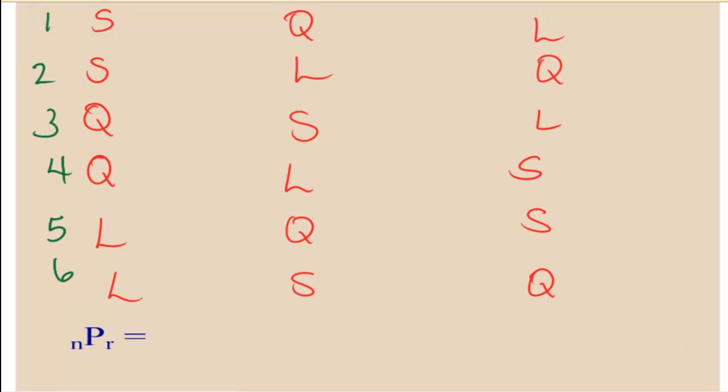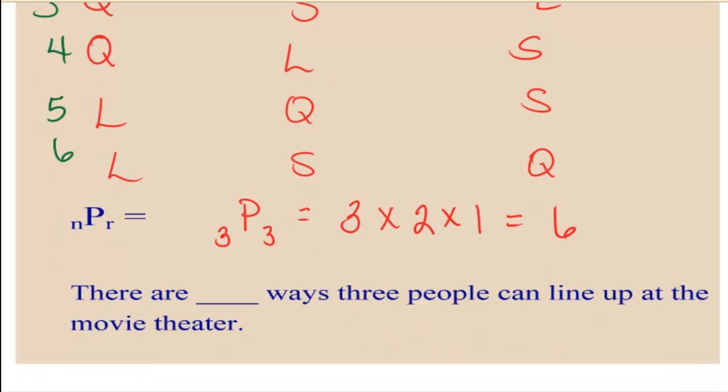So we would have 3 people lining up, and there's 3 spots for them. So there's the same number of spots as there are people. So we're going to start with 3 and start multiplying down for 3 spots. 3, 2, 1, and that does give us 6. So there are 6 ways 3 people can line up at the movie theater.